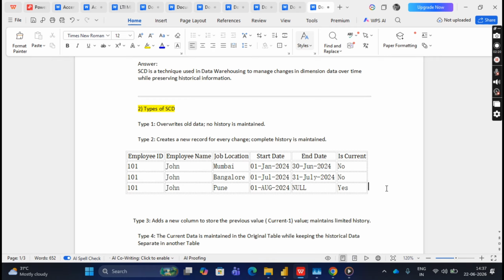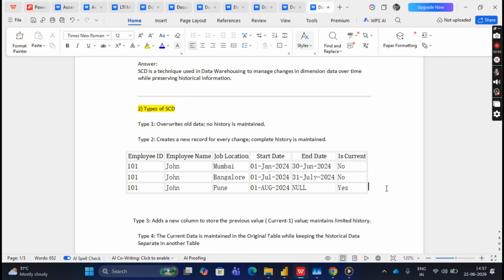And then you can preserve it with another column saying whether it is the current record. If you mark it as yes, then you will be able to fetch that particular row which is the current data. So this is how the data is maintained in SCD type 2. The historical locations of the employees as well as the current location are maintained in the same table. For SCD type 3, it adds a new column to store the previous value, that is current minus 1 value, and it maintains limited history.